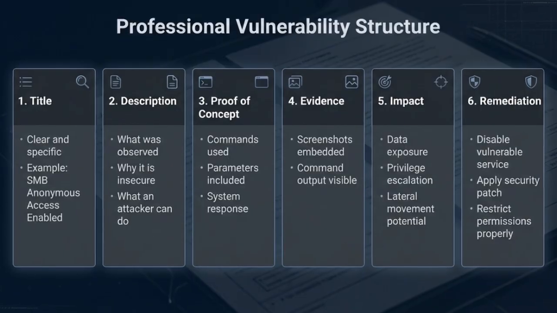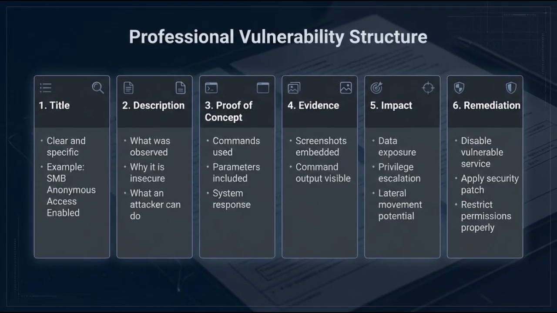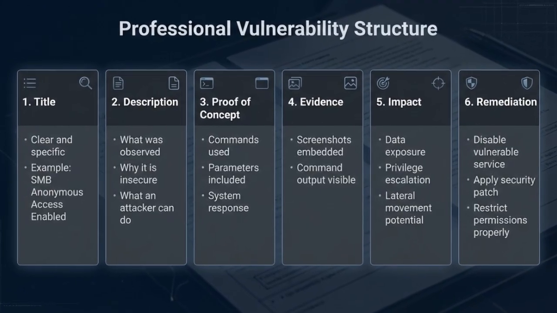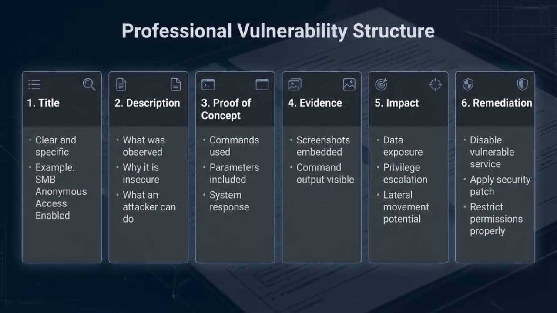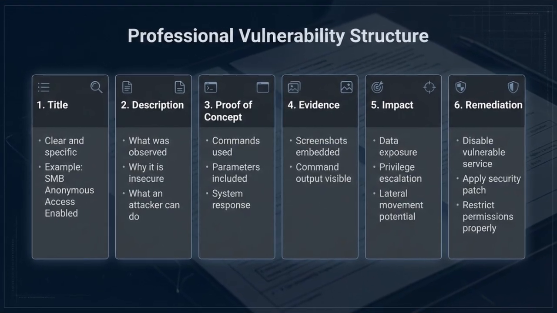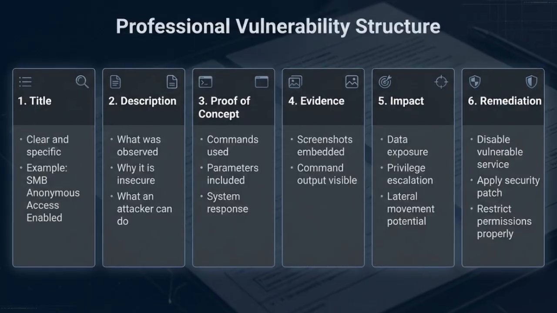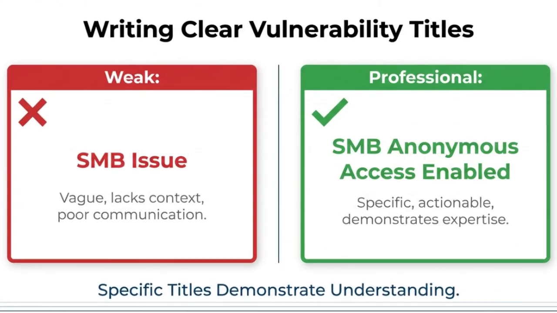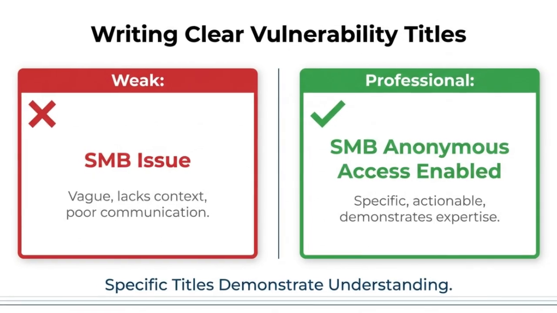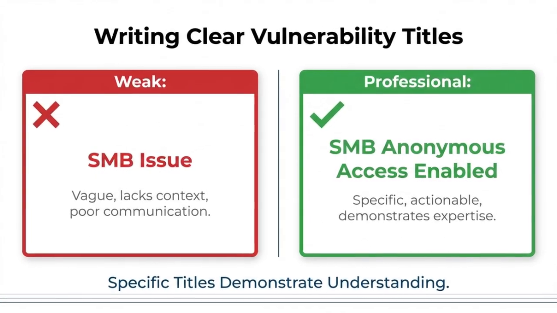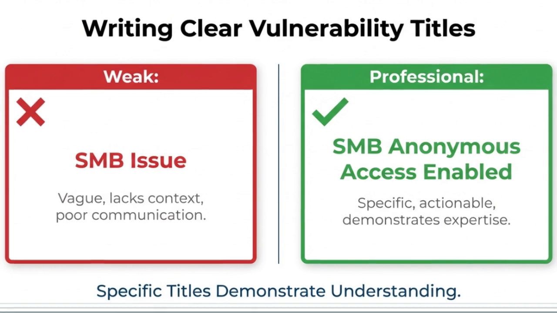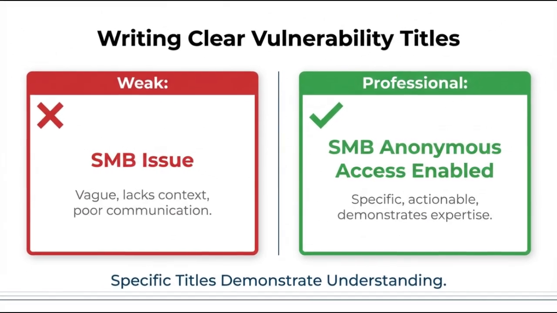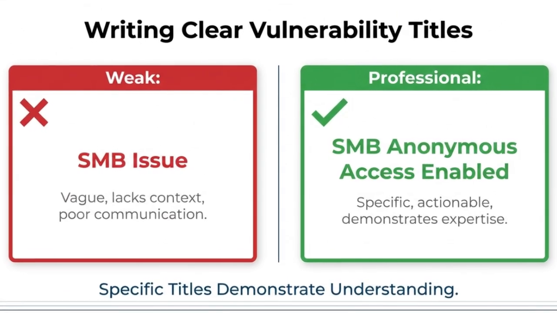Description. Explain what the vulnerability is, avoid excessive jargon. State what was observed, why it is insecure, and what it allows an attacker to do. Proof of concept. Step-by-step reproduction, commands used, parameters, system response. Each step should be logical and sequential. Do not assume the reader knows what you were thinking. Write it so someone else can follow it exactly.